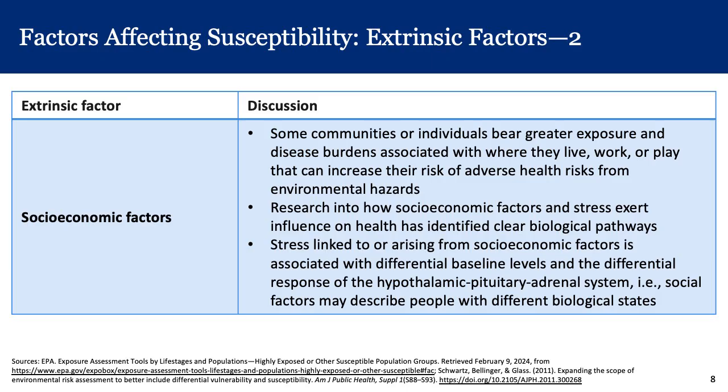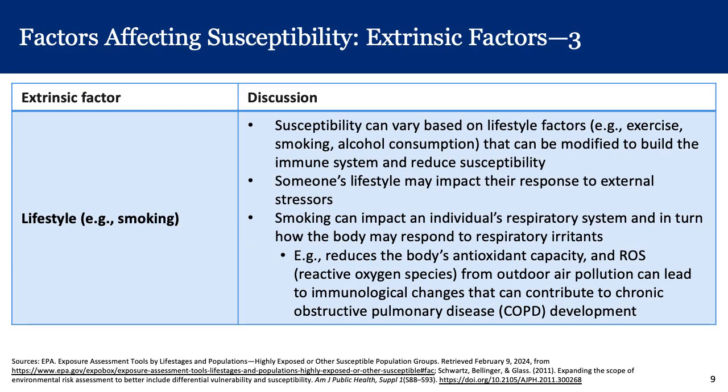That is, social factors may describe people with different biological states that will influence susceptibility to exposures in general. Now, susceptibility can also vary based on lifestyle factors, including exercise and substance use like smoking or alcohol consumption, that can be modified to build the immune system and reduce susceptibility. Someone's lifestyle may impact their response to external stressors, including pollutants inside and outside the workplace. For example, smoking can impact an individual's respiratory system and, in turn, how the body may respond to respiratory irritants.